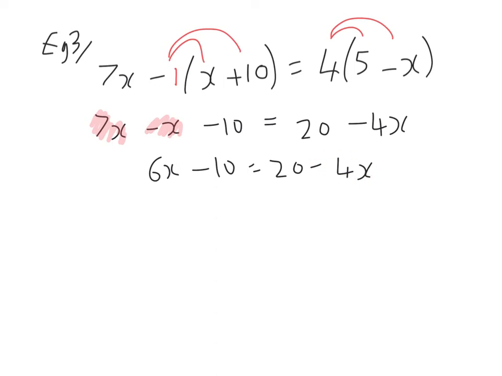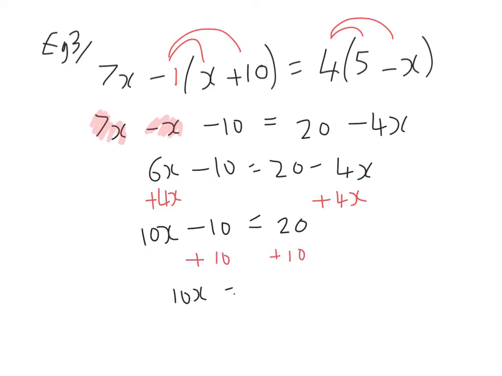So to remove it from the right hand side, you would add 4x to both sides. And you get 6x plus 4x is 10x, the minus 10 stays there, and the 20 will stay there. So 10x minus 10 is 20. I would then get rid of the minus 10 by adding 10 to both sides. So 10x is equal to 30. And then divide by the number of x's to get what x is equal to. So we're dividing by 10. So x is 30 divided by 10, or simply 3.